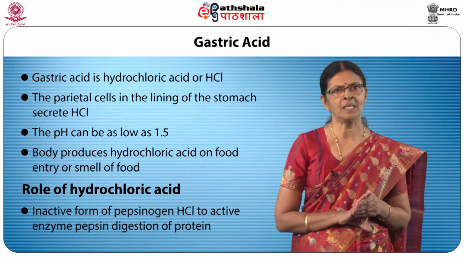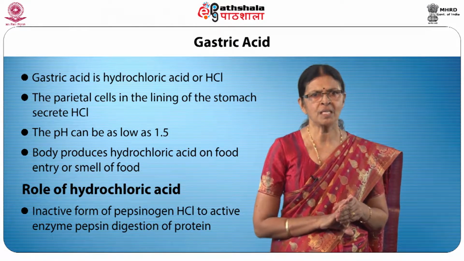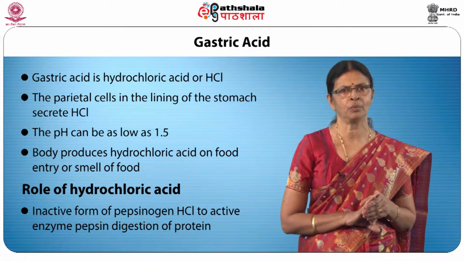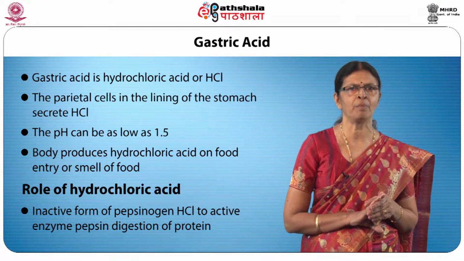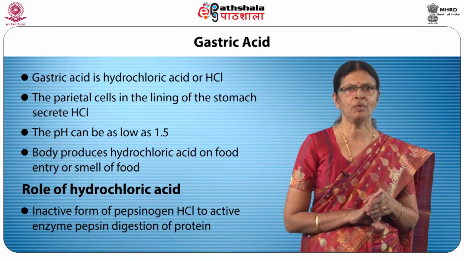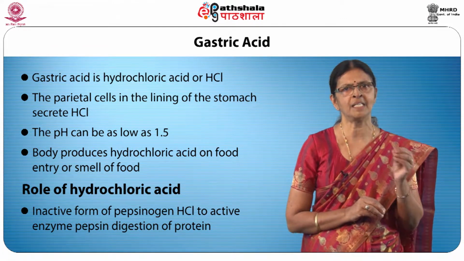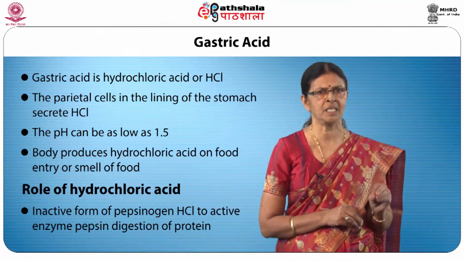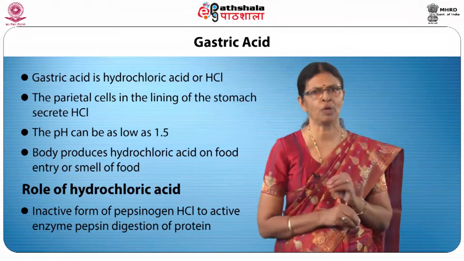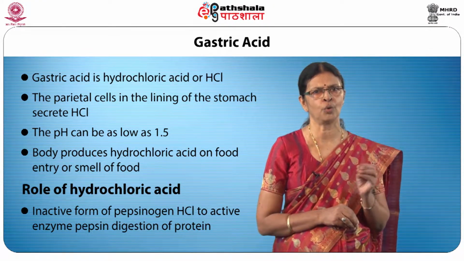The inactive enzyme pepsinogen is secreted by the gastric chief cells of the stomach for protein breakdown. Hydrochloric acid converts the inactive form, pepsinogen, to the active enzyme pepsin. The enzyme pepsin helps in the digestion of protein by breaking the bonds linking amino acids, a process known as proteolysis. Now you are clear about gastric acid and its role.